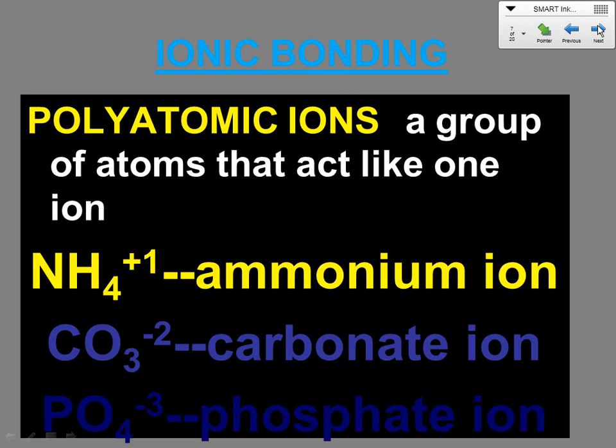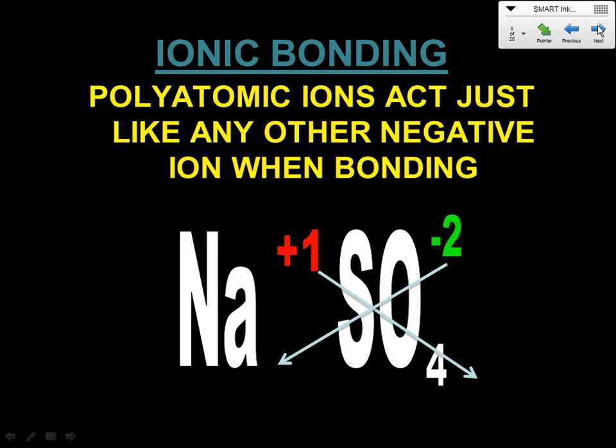Also in ionic bonding, we can have things that are called polyatomic ions. This is a group of atoms that act like one ion. For example, NH4 has a positive 1 charge. This is called an ammonium ion. CO3 is a carbonate ion and has a negative 2 charge. And PO4 is a phosphate ion and has a negative 3 charge. So these are all polyatomic ions. It's more than one atom joined together to form an ion. Polyatomic ions act just like any other negative ion when bonding.